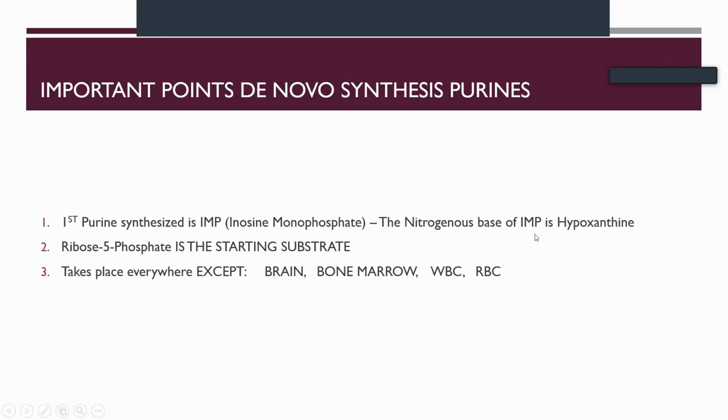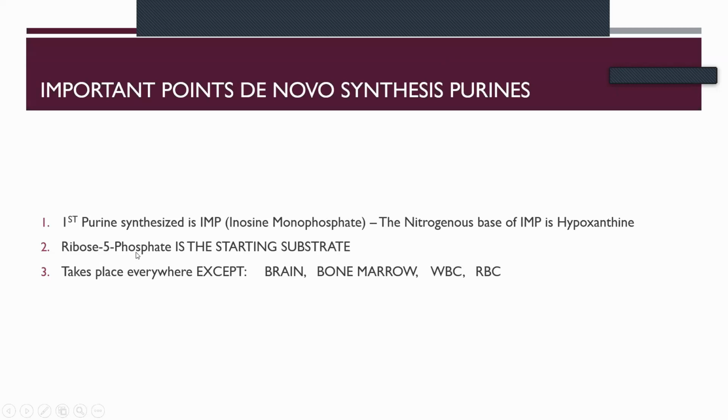Okay, so similarly the nitrogenous base of IMP is hypoxanthine. Just remember this, it is something new. You have to remember this; later in the reactions you will see where these come in. Okay. The second question that can be asked is: what is the starting substrate in the de novo synthesis of purines? The starting substrate will be ribose 5 phosphate.